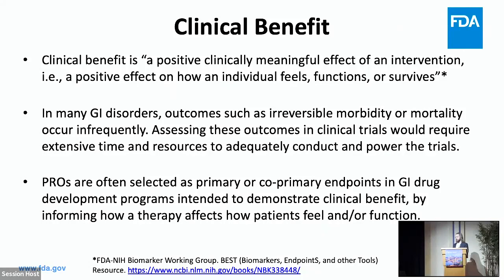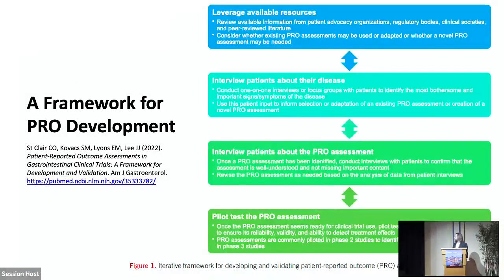In many GI disorders, outcomes like irreversible morbidity or mortality occur infrequently. And so measuring these types of outcomes in a clinical trial is often not feasible because of the extensive duration of time and resources you'd need to conduct adequately powered trials like that. And so we look to PROs as primary or co-primary endpoints in a lot of GI drug development programs that are intended to demonstrate clinical benefit of the proposed therapy by focusing on how the therapy affects how patients feel and/or function.